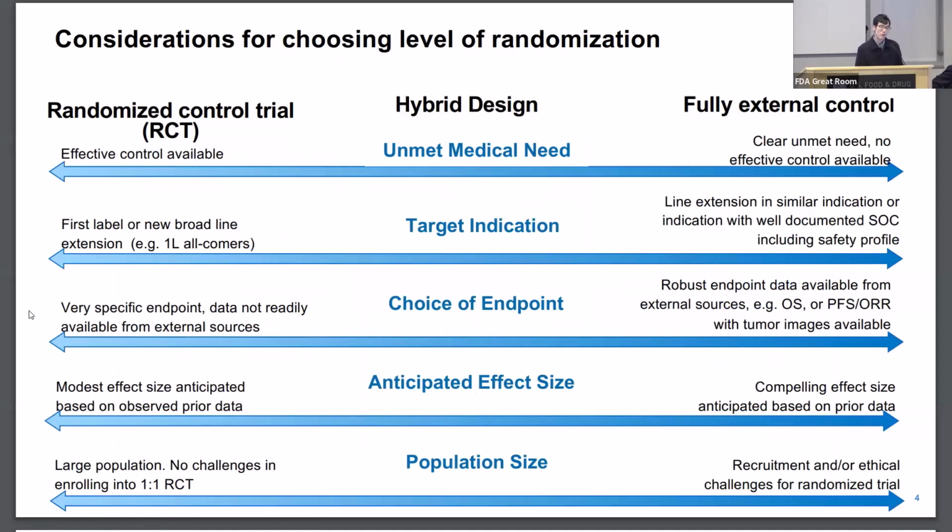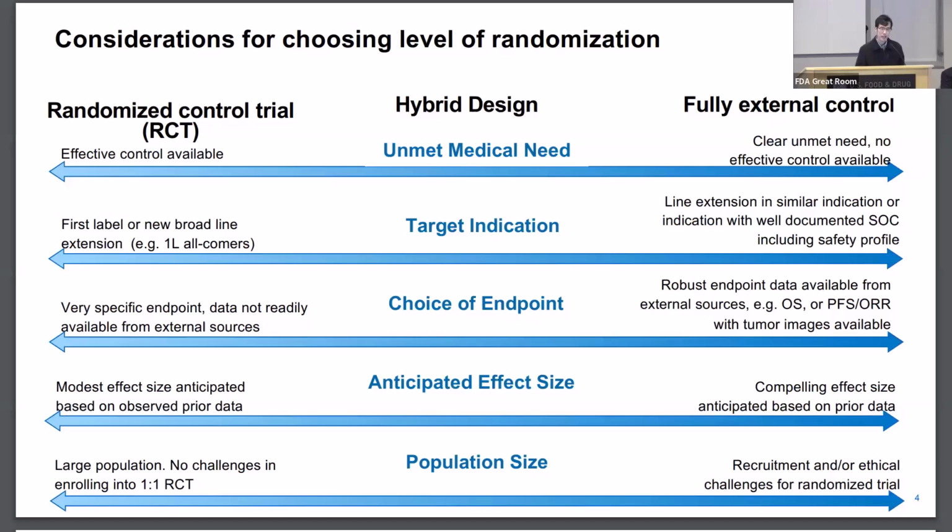In considering the choice of when to do a hybrid design, you may think of two extremes. On the left-hand side, you have a randomized clinical control trial, and on the right-hand side, you have a fully external control trial. One factor is whether there's a medical need. For the randomized control trial setting, you can think of it as if you have an effective control available, it could be a good choice. On the other hand, for the fully external control trial, it could be that there's clear med need, however, there's no effective control available, and then it's kind of like a spectrum, and a hybrid design would fall in between.